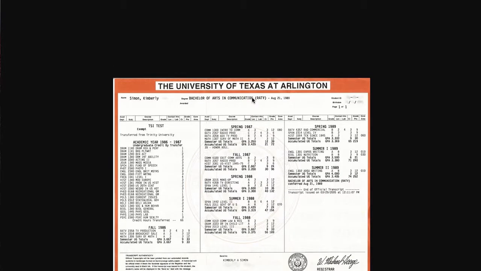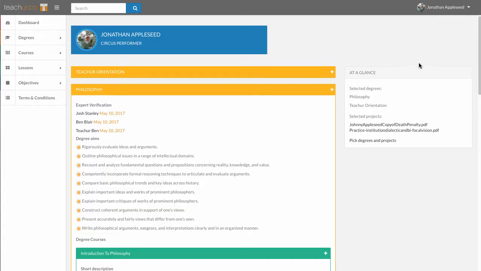Let's see if I shrink this, we can show a little bit more. This is what a transcript looks like. This should look very familiar to anyone who has gone to college and has a transcript from their college. And this is what we're kind of measuring our records against. So now let me show you what records look like on Teachur.